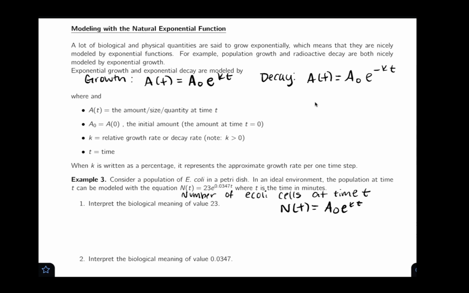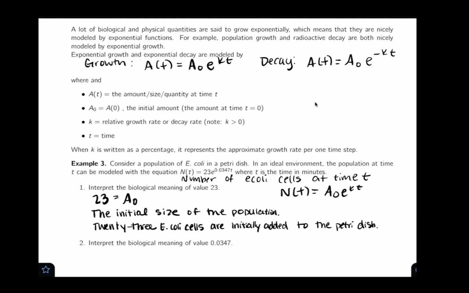To interpret the biological meaning of 23, I will have to first look at where 23 is in regards to my formula. 23 is the coefficient in front of my e, which means that 23 is my a sub 0. That represents the initial size of my population. In other words, 23 E. coli cells are initially added to the petri dish.